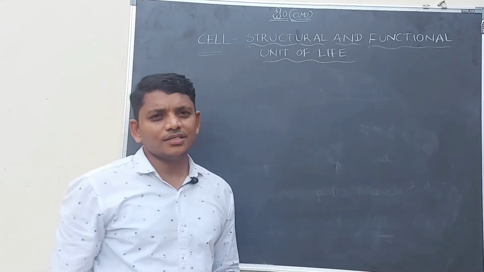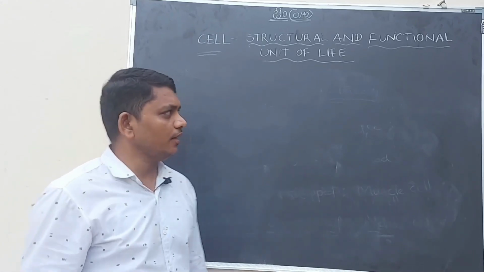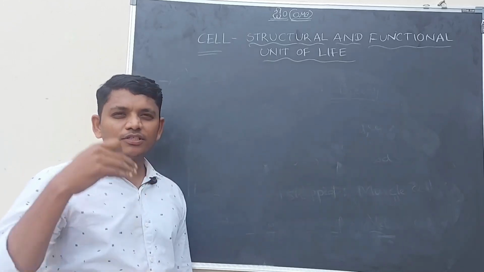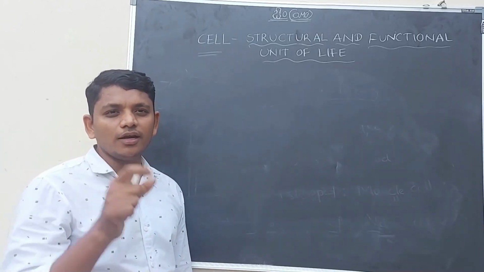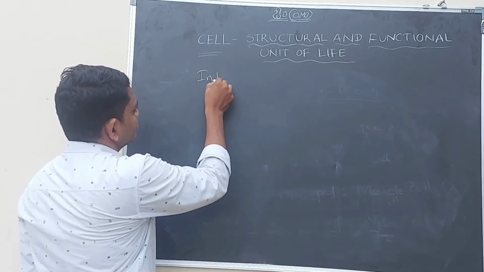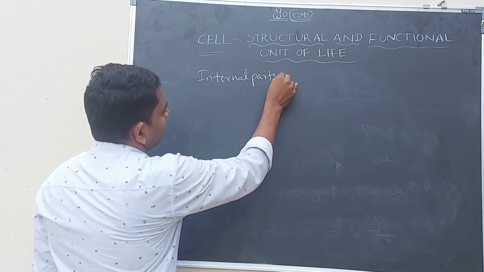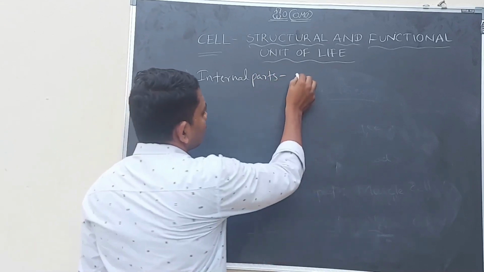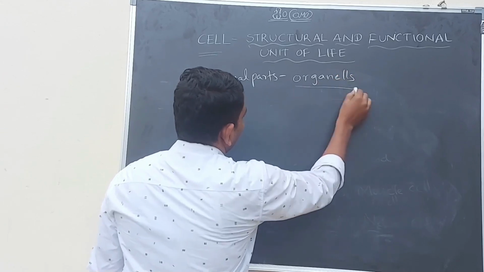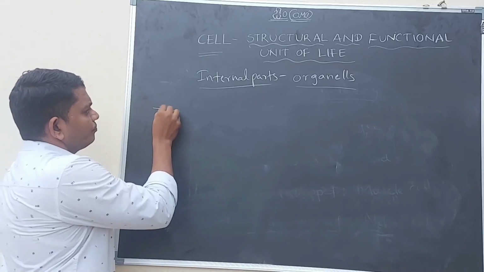Let us discuss the internal parts of the cell and their functions. Internal parts of the cells are known as organelles, cell organelles. Internal parts of the cells are called organelles. Let us discuss one by one.